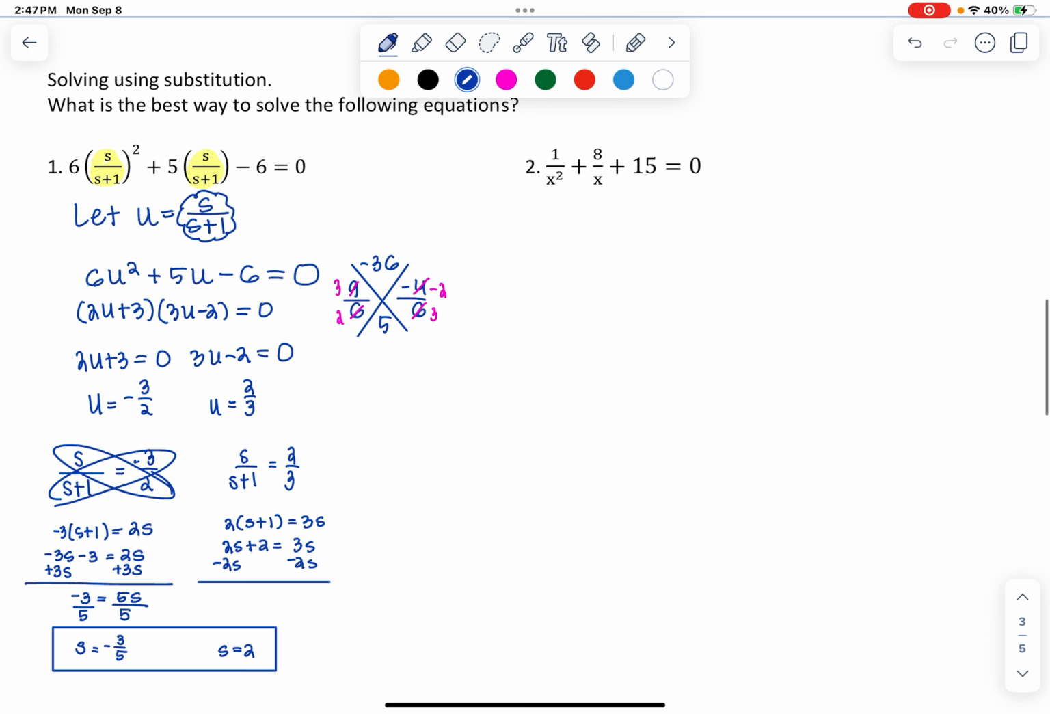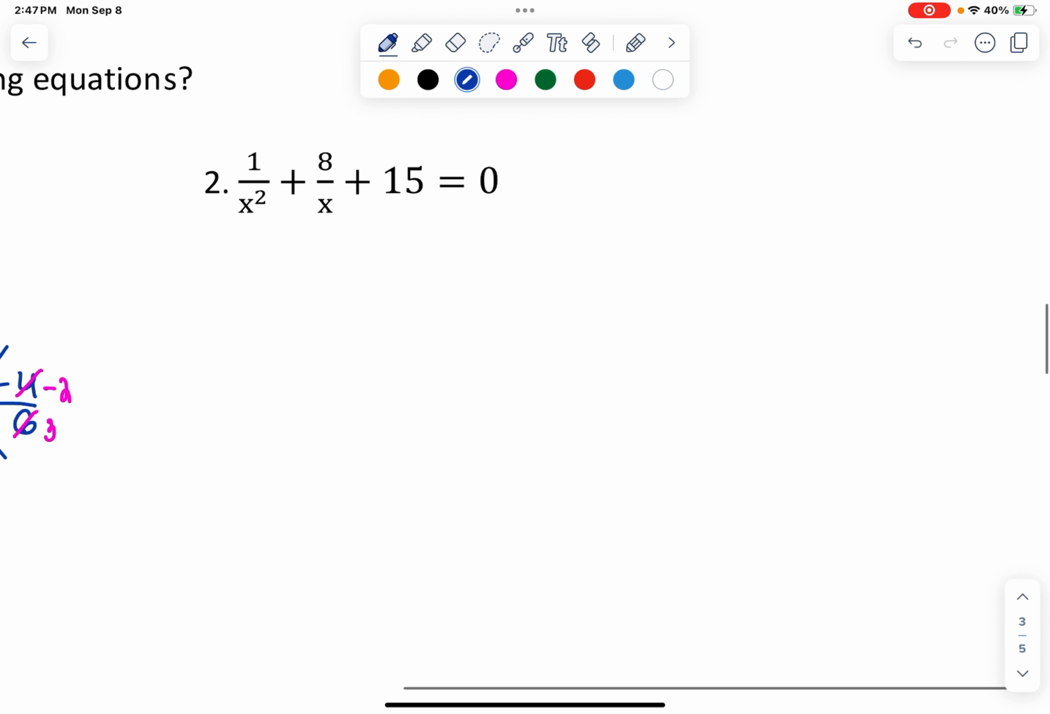Okay, let's go ahead and do the next one. So once again, what do we hate about this? Fractions. Ooh, don't like it. There's more than one way to get rid of these fractions here. I could get rid of my fractions just like we did before, multiply everything by x squared. But instead of doing it that way, I'm going to show you how you can use U-substitution.